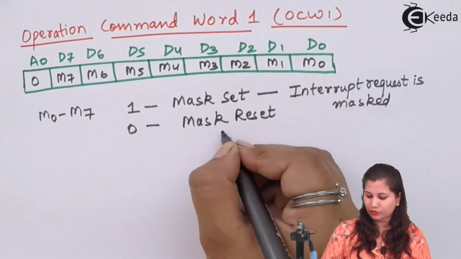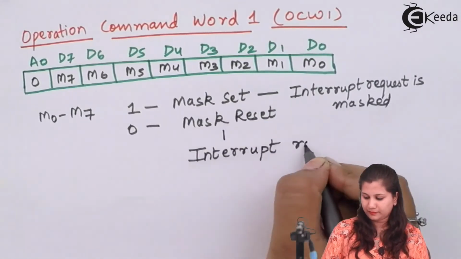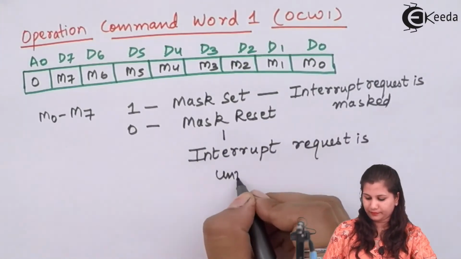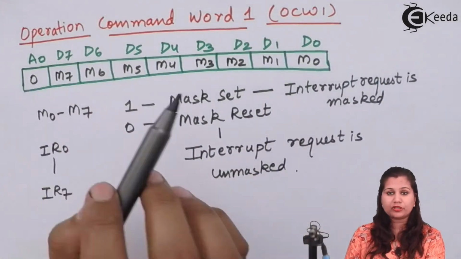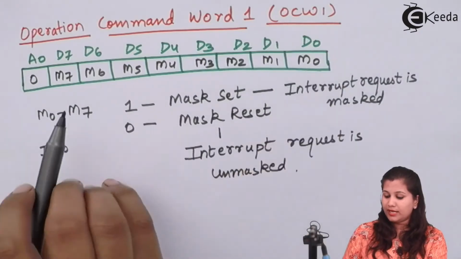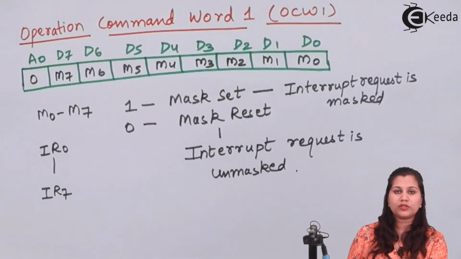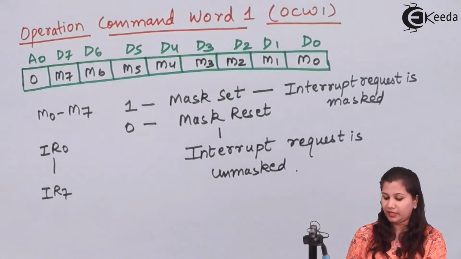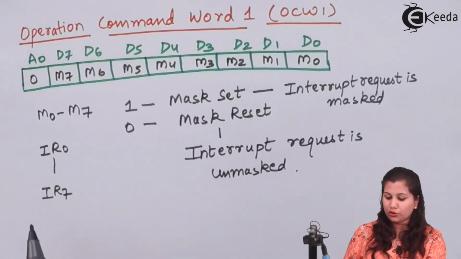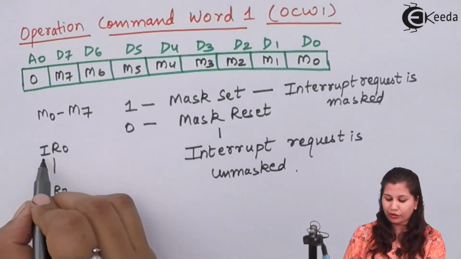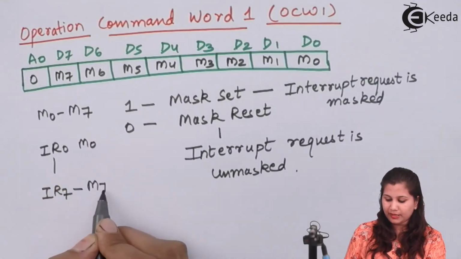And if it is 0, then the interrupt request is unmasked. So these 8 bits of the operation command word OCW1 are used to mask or unmask the interrupt requests which are given to the 8259. Now these 8 interrupt requests are from IR0 to IR7. So for these bits, for IR0 we will have M0, and for IR7 we will have M7.